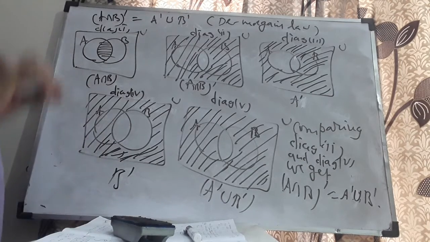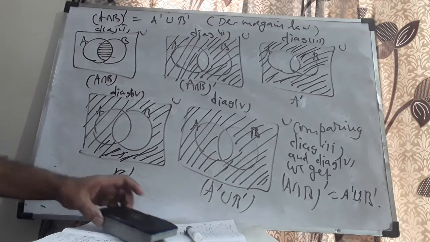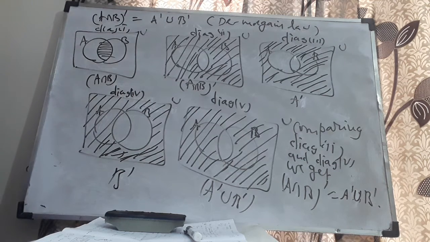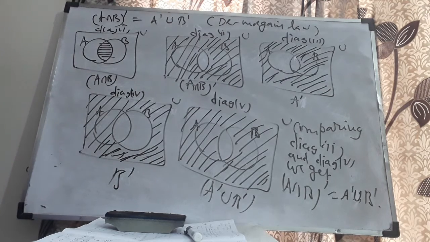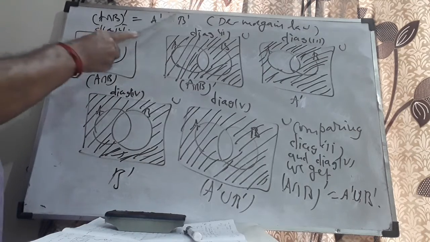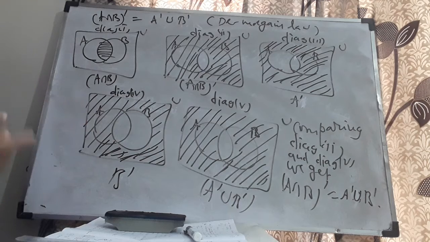This is how we get the proof of 2 of the De Morgan's laws. One is A union B whole dash is A dash intersection B dash. Second one is A intersection B whole dash equal to A dash union B dash. You can even express in words: complement of union of 2 sets equal to intersection of individual complements, and complement of intersection of 2 sets equal to union of individual complements. That is what it means.